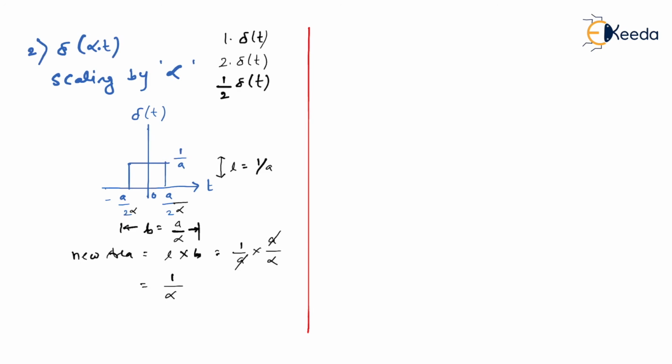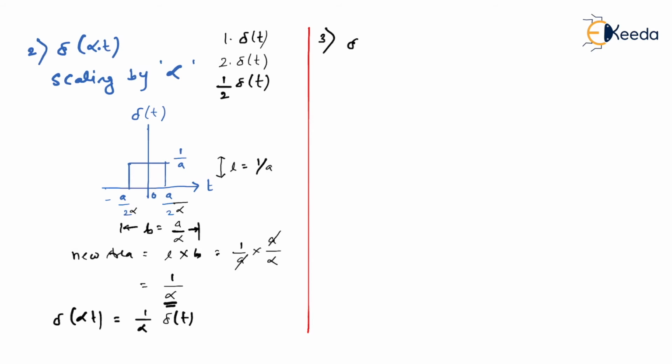Now, come to the point. Even after scaling, you know that only area is changed, still it is an impulse signal, but with new area which is 1 by alpha. So now I can write del of alpha t is basically an impulse signal only with area equal to 1 by alpha. So this is the final conclusion. Whenever you scale by alpha, area gets changed by 1 by alpha. So del of alpha t is always 1 upon alpha del of t. Let us go on solving the third one.